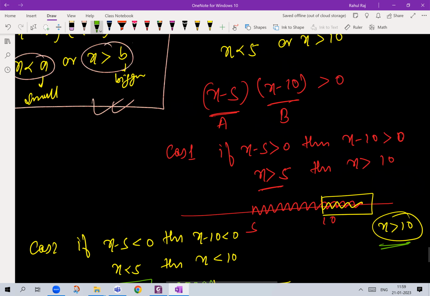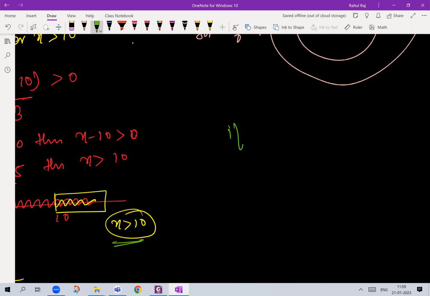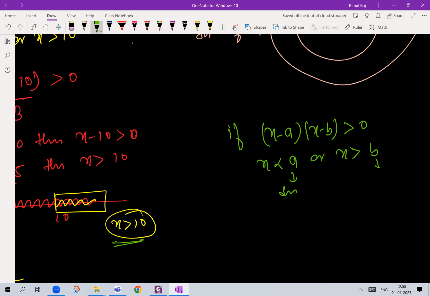But do you really feel you need to do these cases every time? No. There is a generalized method of writing. That is nothing but if x minus a into x minus b is greater than 0, it means x is less than a or x is greater than b. A is a smaller element and b is a bigger element.